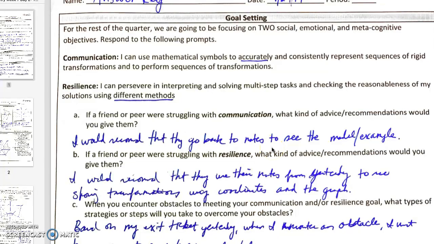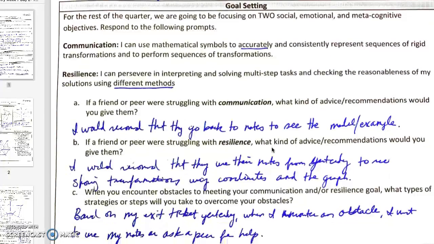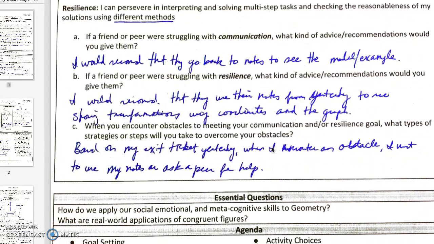So to really quickly recap, one of the things that I said is that if somebody needed help with communication, I would recommend that they go back to their notes and see the model or example. And similarly, if they're struggling with resilience, I would have them go back to their notes to show the transformations using coordinates and the graph. If I were to encounter an obstacle, one of the things that I'll do is either use my notes or ask peers for help.